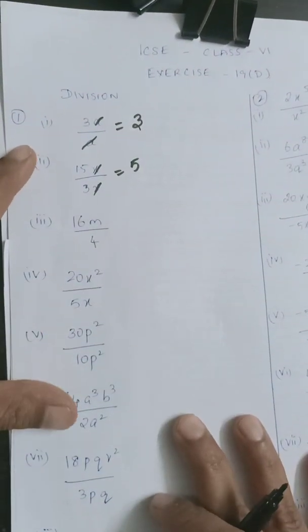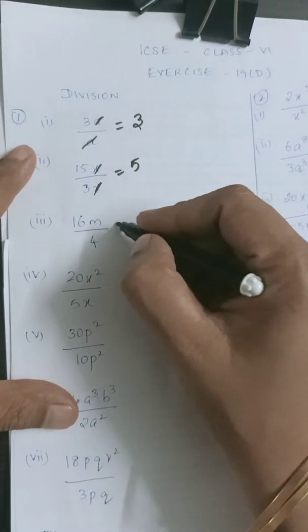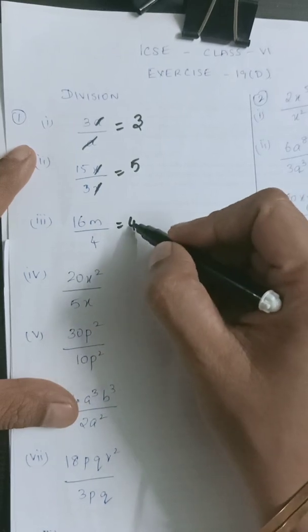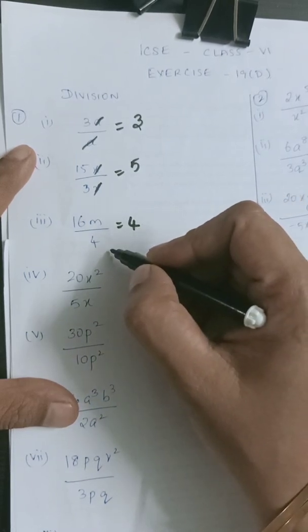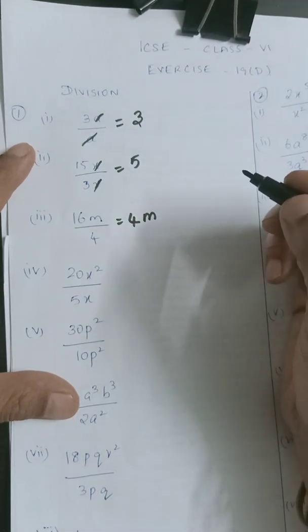Similarly, here 15 divided by 3 is 5. X and x will get cancelled. So our answer is 5 only. Next, 16 divided by 4 will be equal to 4. There is no variable in the denominator, so we will write the numerator as it is, 4m.